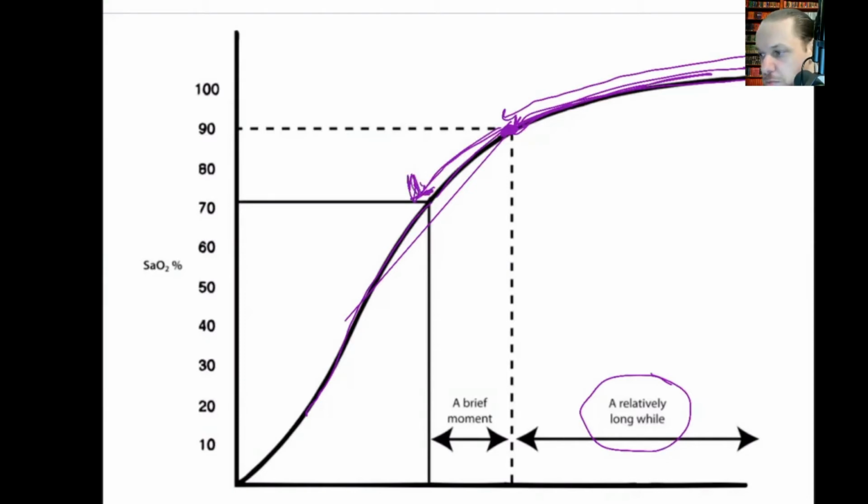So why do I bring all this up? Why do I stress this oxyhemoglobin curve? Why is this important for intubation? Can anyone tell me after what you heard?